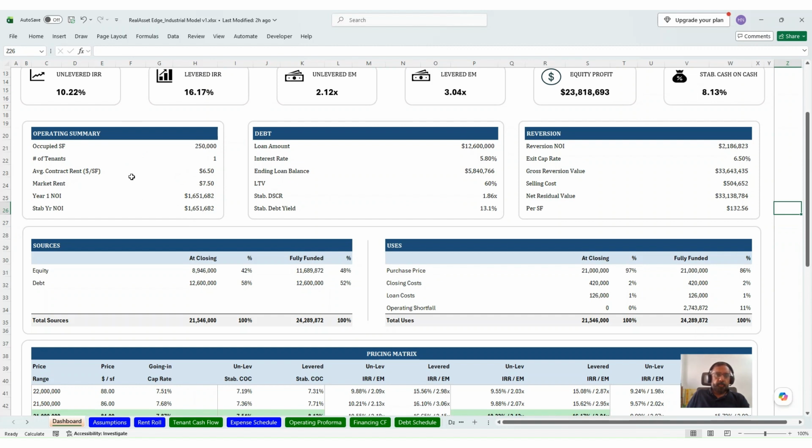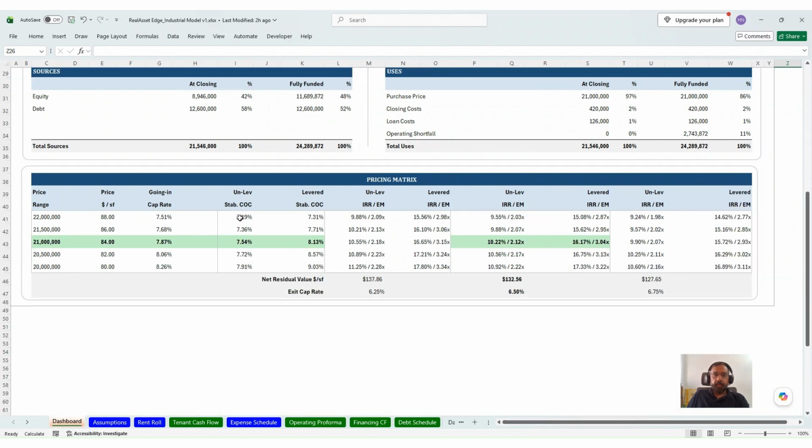Next, we have the operating summary of the property, which shows the occupancy details. Compare the average contract rent with the market rent over here. Then you have all the loan details along with the loan stats, the LTVs, DSCR, and debt yield, the reversion statistics, and sources and uses. And down below, you see a detailed pricing matrix, which is a sensitivity analysis of changes in price and changes in exit cap. How much impact does it have on the IRR, equity multiples, or the cash on cash returns?